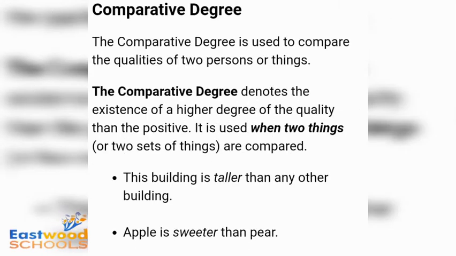Now to the next one, which is the comparative degree. The comparative degree is used to compare the qualities of two persons or things. It denotes the existence of a higher degree of the quality than the positive. It is used when two things or two sets of things are compared. For example, this building is taller than any other building. So there is a comparison there of a building with others.